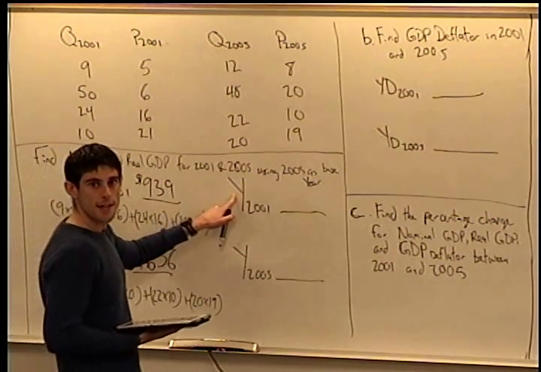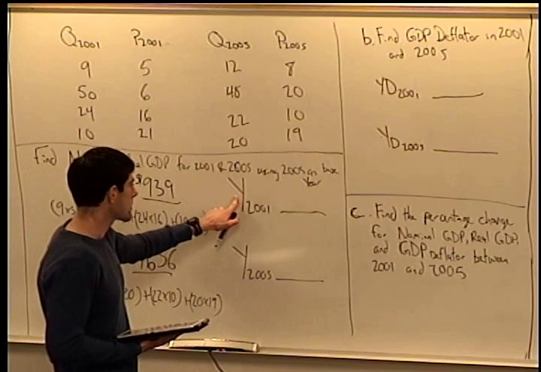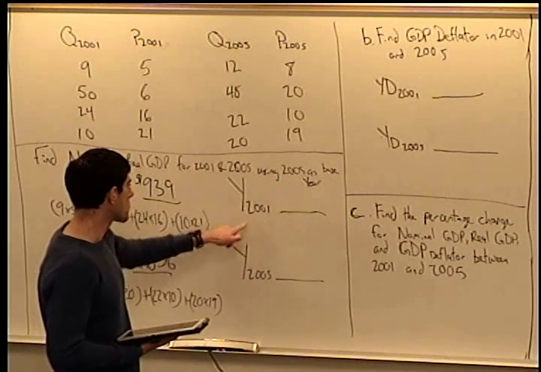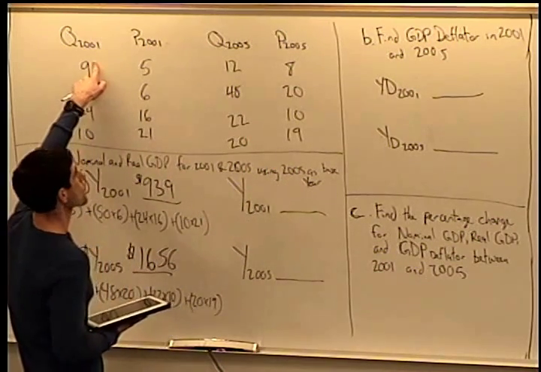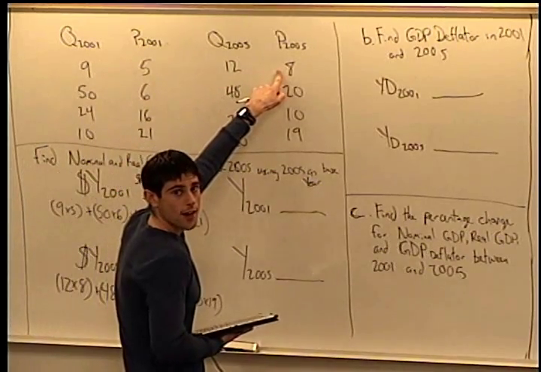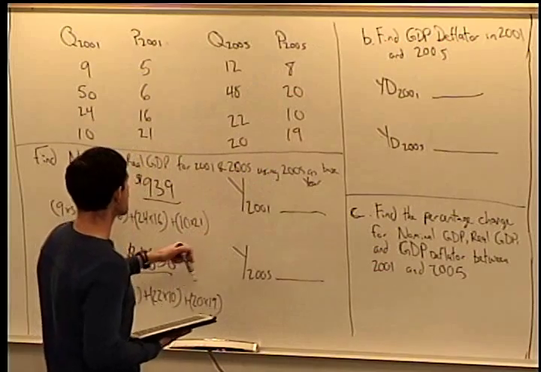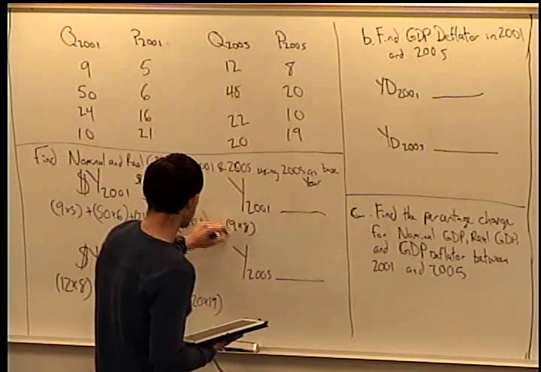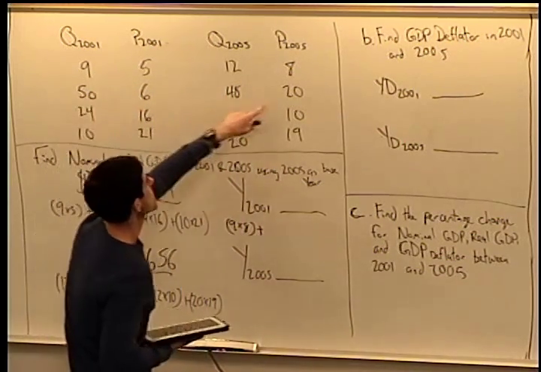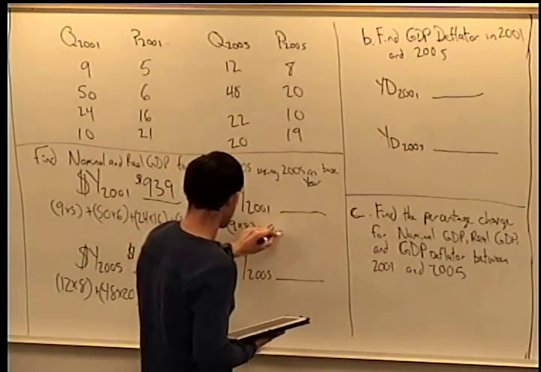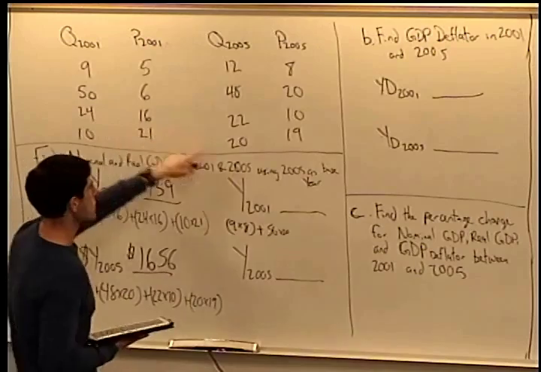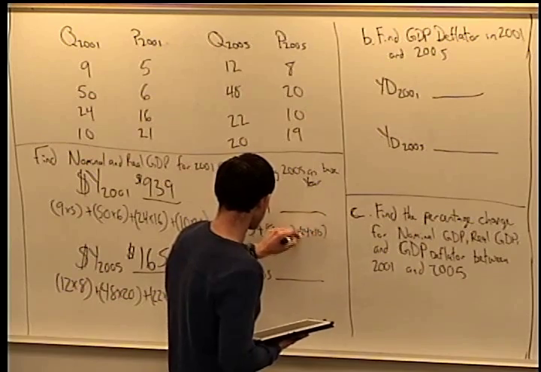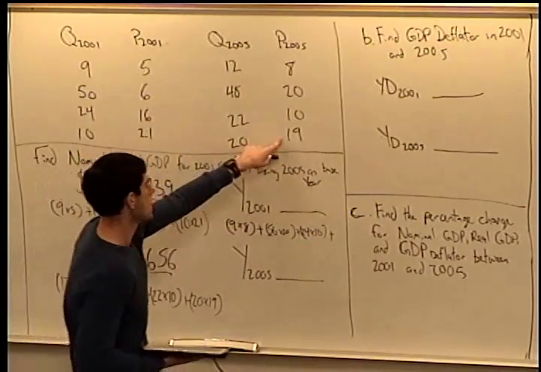Remember, for real GDP, we take quantities in that year times prices in the base year. And we said 2005 is our base year. So to find real GDP in 2001, we take quantities in 2001 times prices in 2005. So we take 9 times 8 plus 50 times 20 plus 24 times 10 plus 10 times 19.